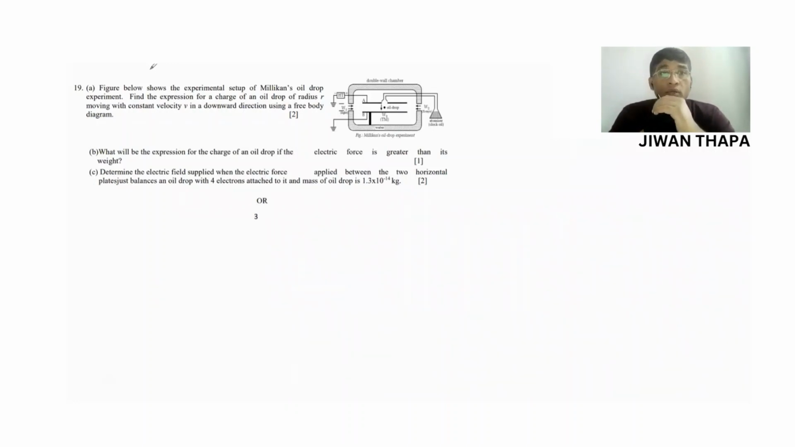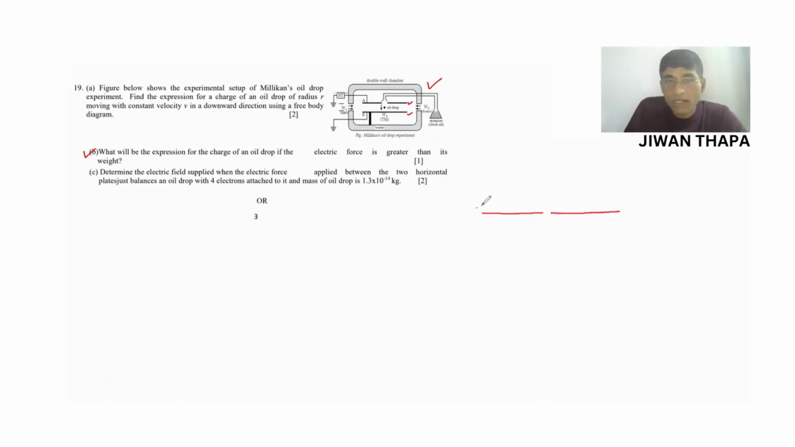Question 19a: the figure below shows the experimental setup of Millikan's oil drop experiment. Find the expression for the charge of an oil drop of radius r moving with constant velocity v in the downward direction using a free body diagram. So we have this experimental setup. In order to understand Millikan's oil drop experiment to determine the charge of an oil drop in more detail, you can see my lecture video. The link is added in the description. Now let us come to 19b. What will be the expression for the charge of an oil drop if the electric force is greater than its weight? So I'm drawing these two plates.